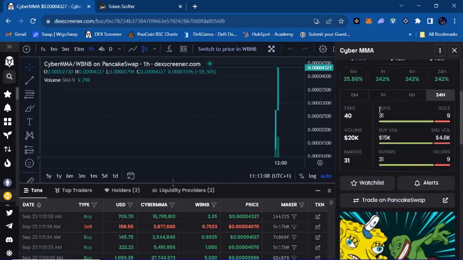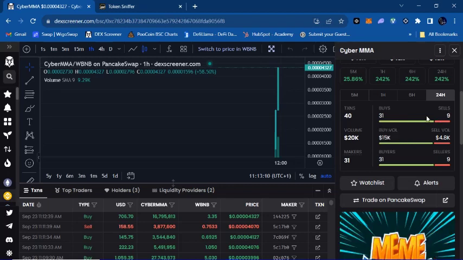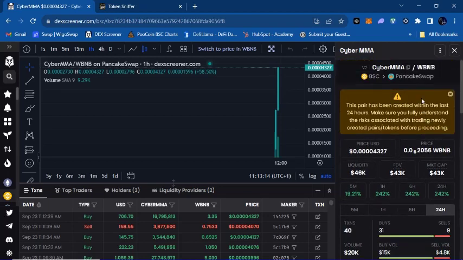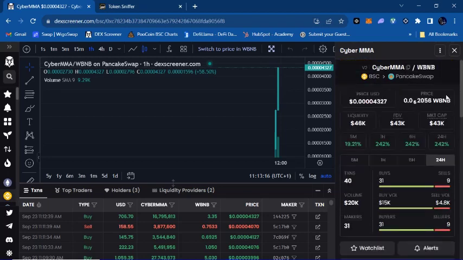You could see the number of buys to sells. This is like 1:3 at this point. So I would not even advise it. I would not advise it at all. Well, as you can see, it's over 242%. That's over 3x. So you would find out that if you, let's say, aped in an hour ago, you would have made 3x by now.